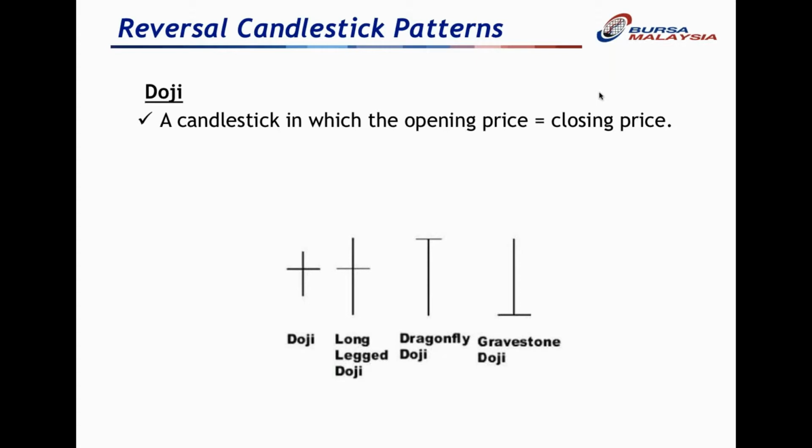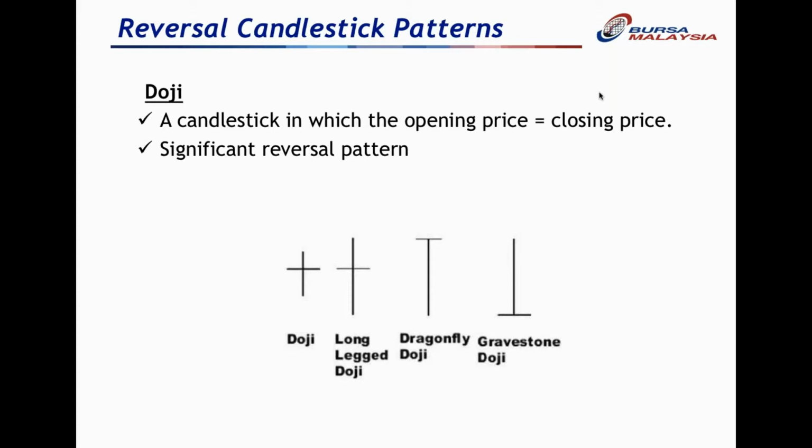A cross is called a doji, a longer cross is called a long leg doji, the T is a dragonfly doji, and an inverted T is a gravestone doji. The dragonfly doji and the gravestone doji are significant reversal patterns, and the doji and long leg doji just mean that the price is uncertain. It's stationary. It means indecision.